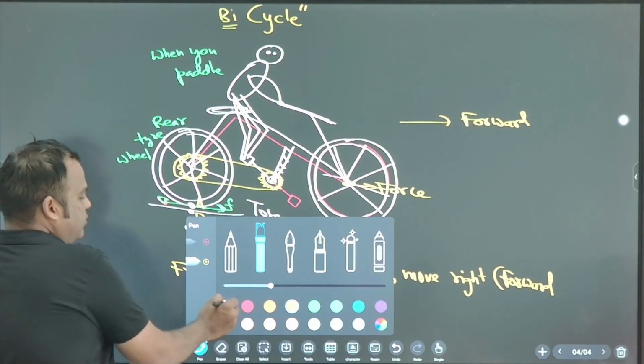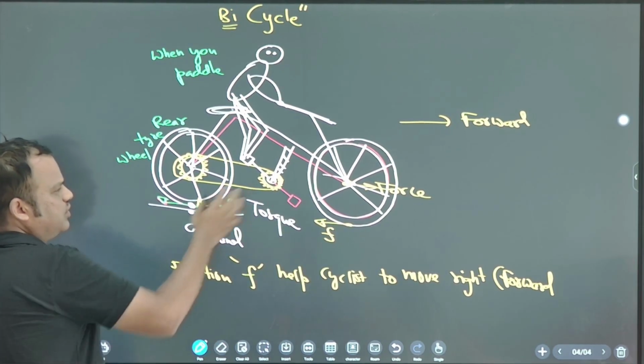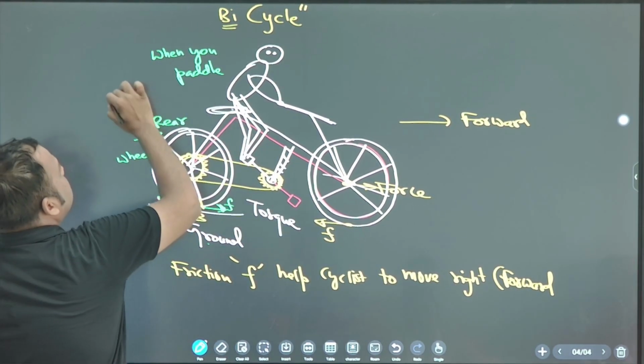Note down. So it is also an important point. Is it given in NCERT or not? You check it. Okay, I think it is given in NCERT also.